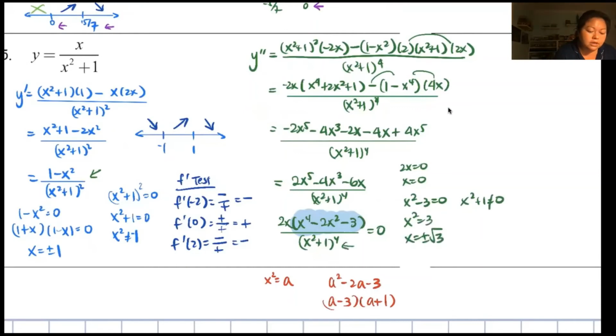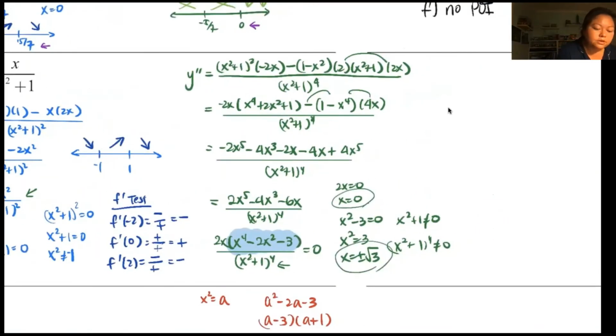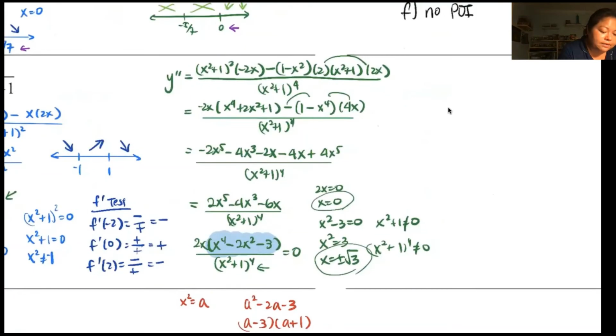So same thing with our denominator here, x squared plus 1 to the 4th also doesn't give me any answer. So for my second derivative, I have some good answers here, 0 and plus or minus root 3. So now my number line is looking like 0, negative root 3, and positive root 3. Okay, so let's see what are good f double prime test numbers. So you gotta know, negative root 3 is about 1.7. So what's a good number to the left of negative root 3?